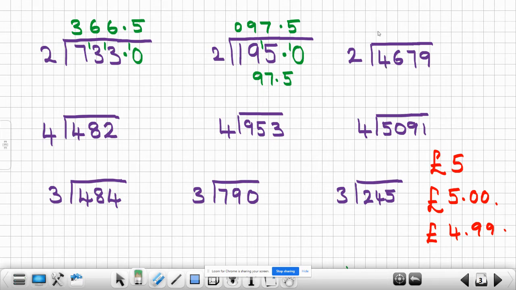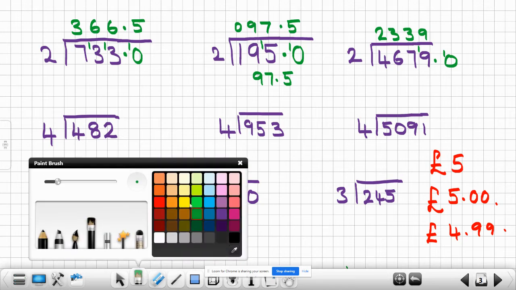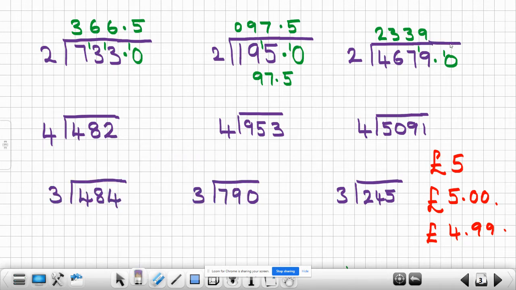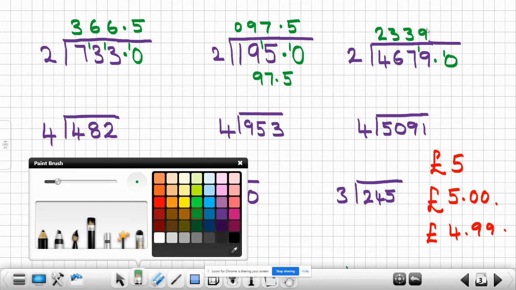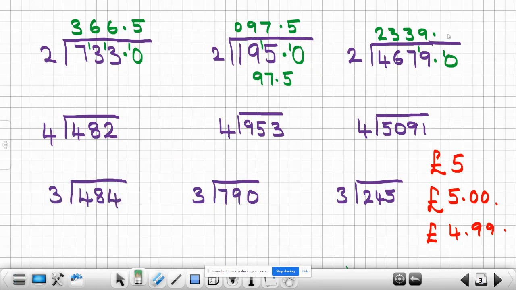Okay, let's do the next one. 2's into 4 goes exactly twice. 2's into 6 goes exactly 3 times. 2's into 7 goes 3 times with 1 remainder. 2's into 19 goes 9 times with 1 remainder. So we're going to put a decimal point, 0, put the 1 in front of it, extend our line, and then we must have a decimal point on top. 2's into 10 goes 5 times.